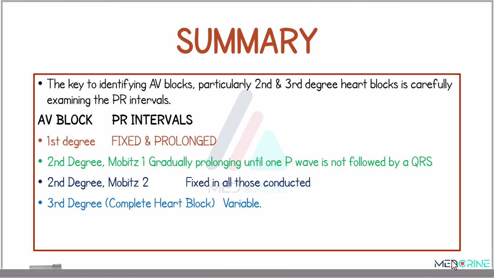When we look at the second degree Mobitz II, we have a PR interval that is fixed in all those that are conducted. And lastly, a third degree heart block or a complete heart block has variable PR intervals.